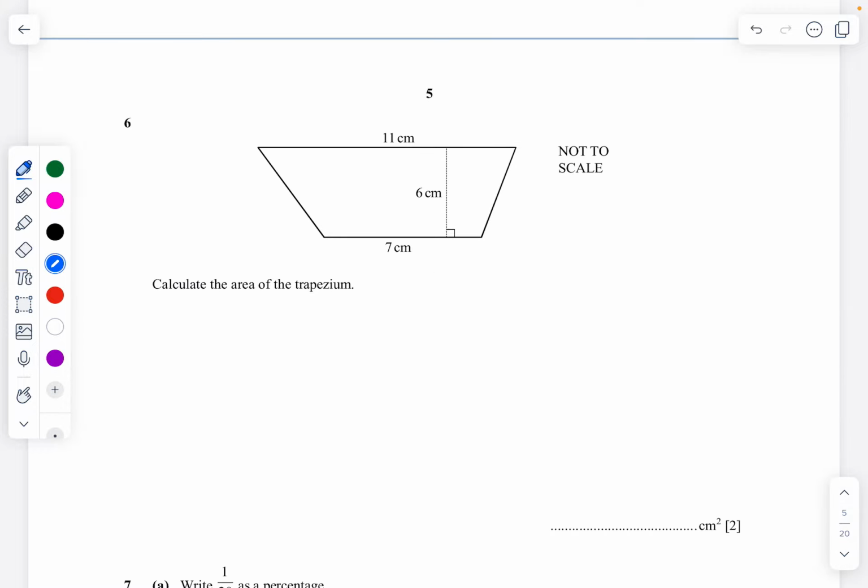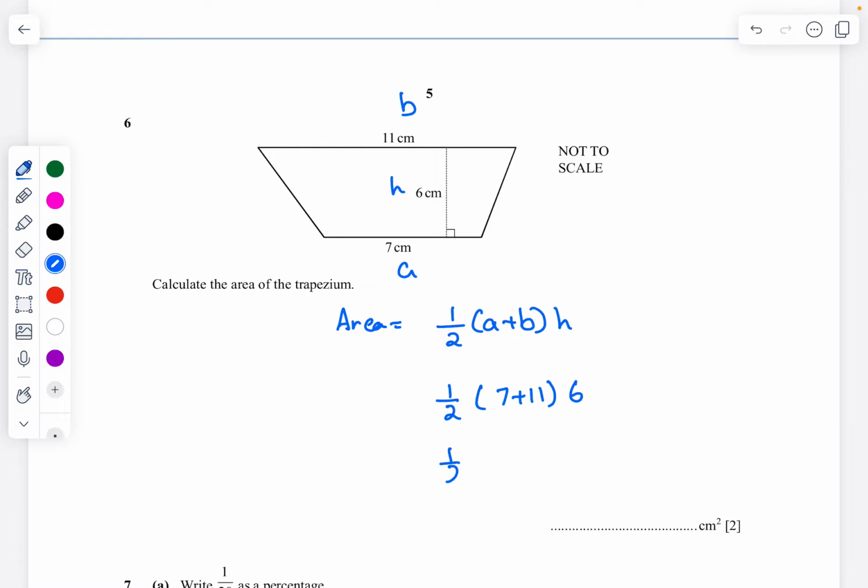Next, calculate the area of a trapezium. We know the area of a trapezium formula, half (a plus b) times height. So this is a, this is b, and this is h. So it's going to be half times (7 plus 11) times 6, which is 1 upon 2 times 18 times 6, which is 18 times 3, which is nothing but how much? 54.